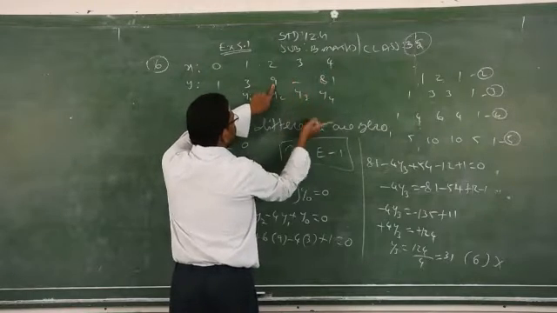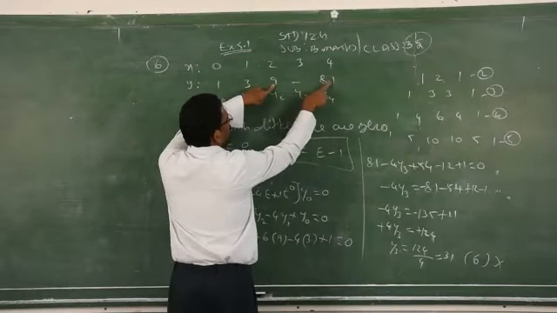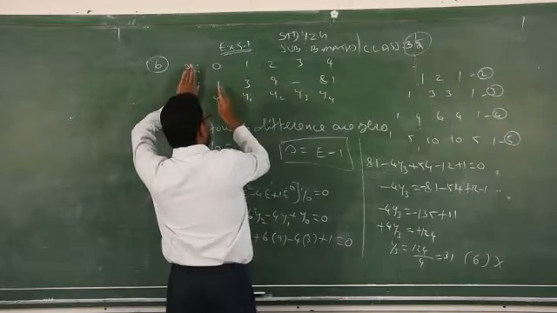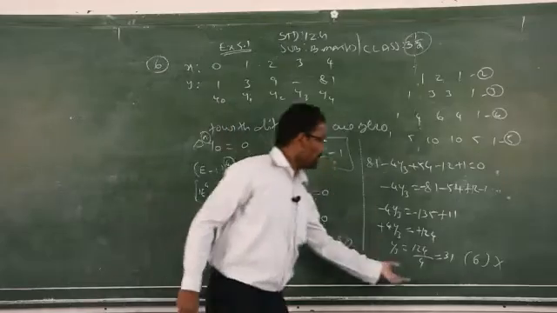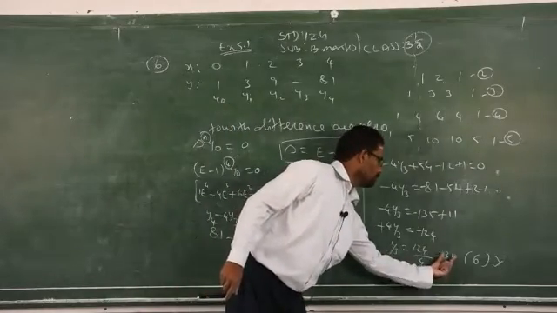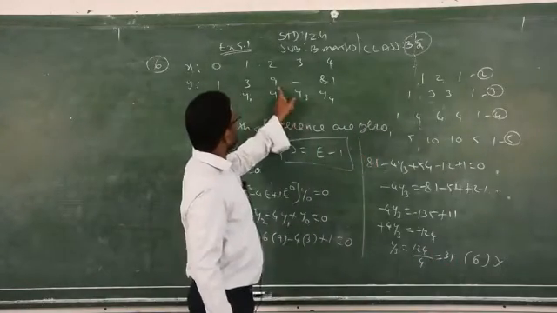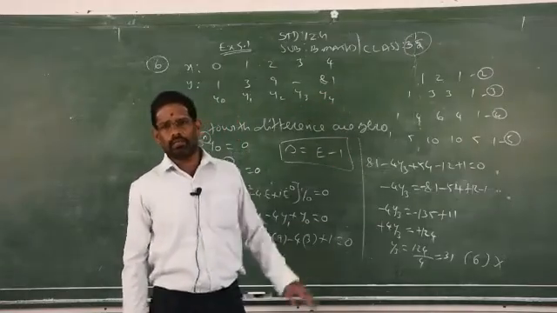So your answer should always be between 9 and 81. If it is less than 9 or more than 81, your answer is wrong. So you have to check your answer by seeing this one, 31. It lies between 9 and 81. So your answer may be correct.